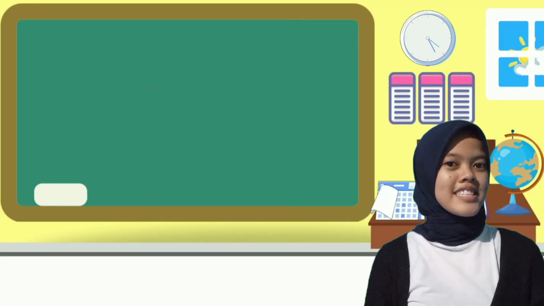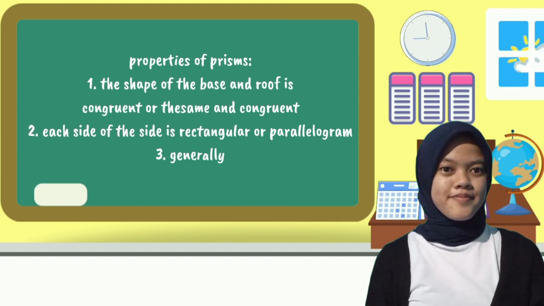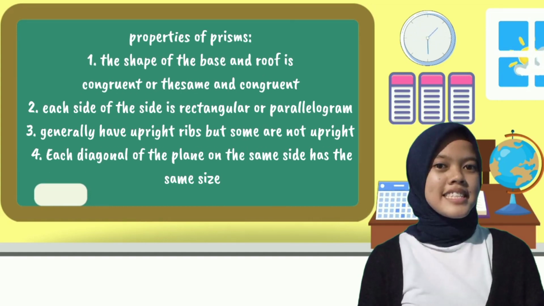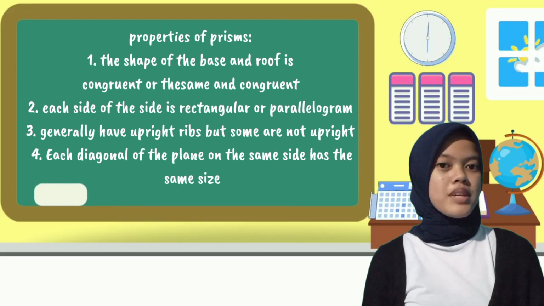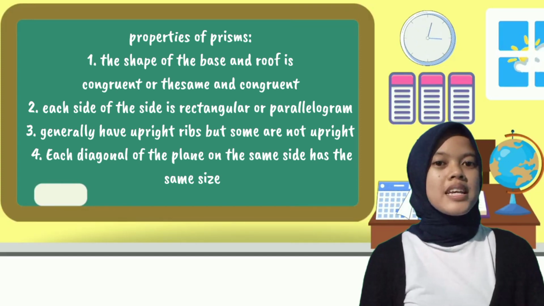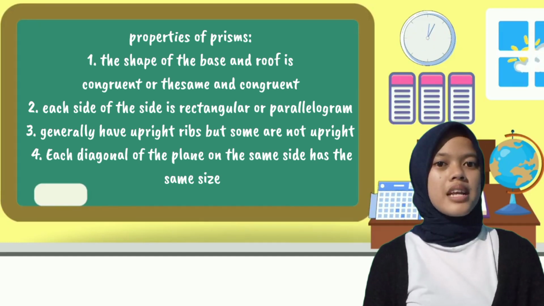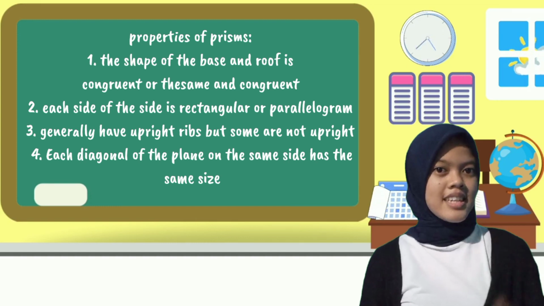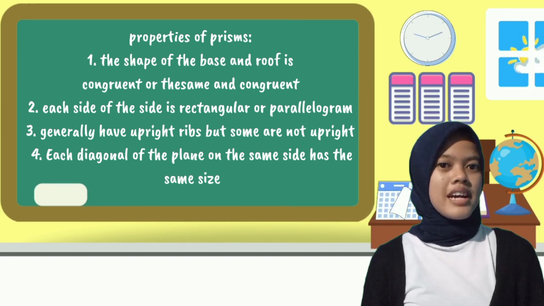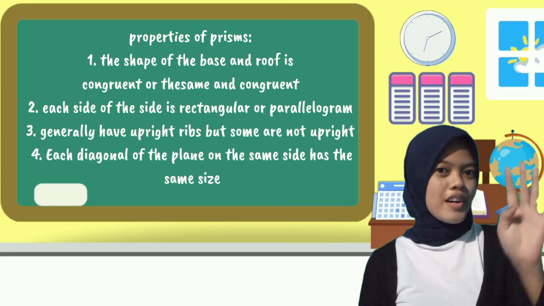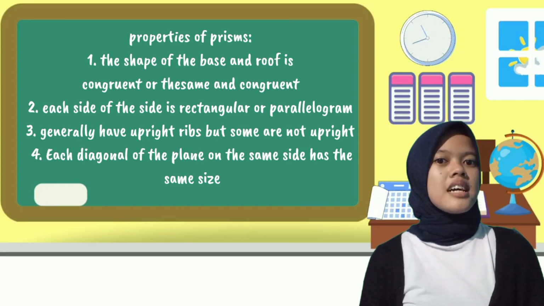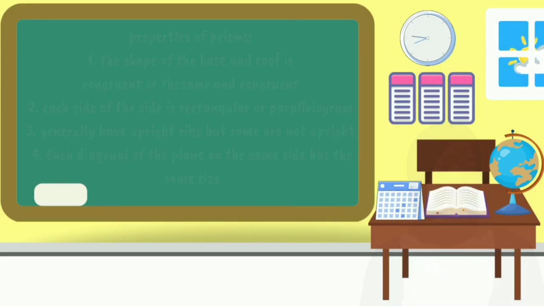So, the next one is the properties of prisms. 1. The shape of the base and roof is congruent, the same. 2. Each lateral side is a rectangle or parallelogram. 3. Generally they have upright edges, but some are not upright. 4. Each diagonal of the plane on the same side has the same size.